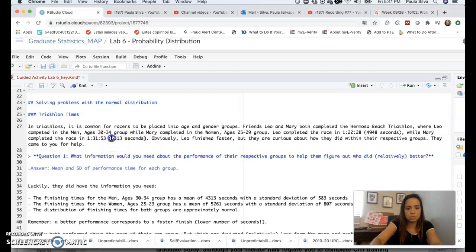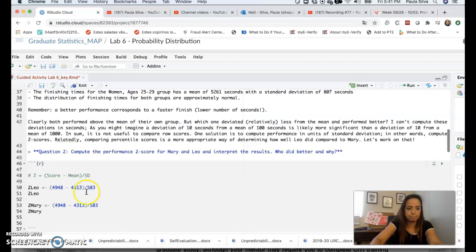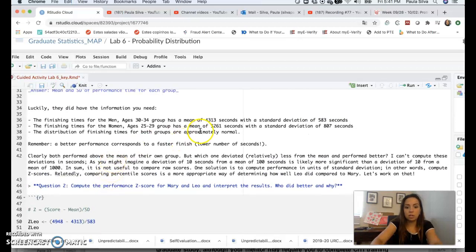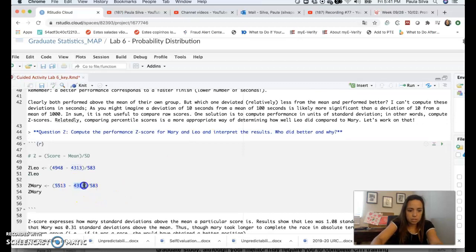So she was a bit slower than him. That's her race time. But her group is also, in general, slower. So here it is.